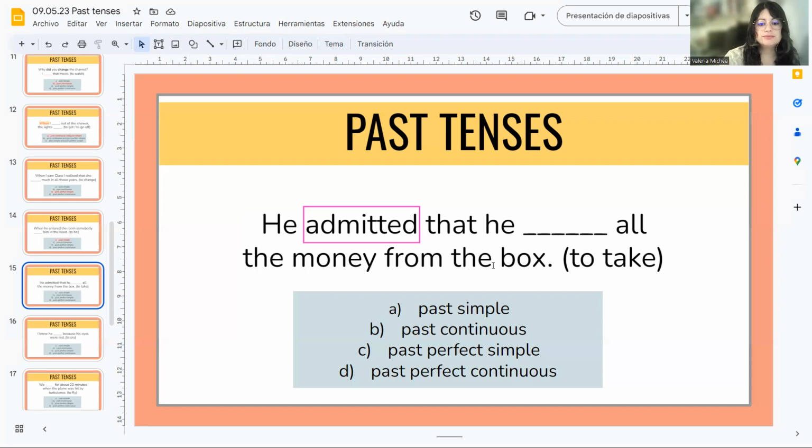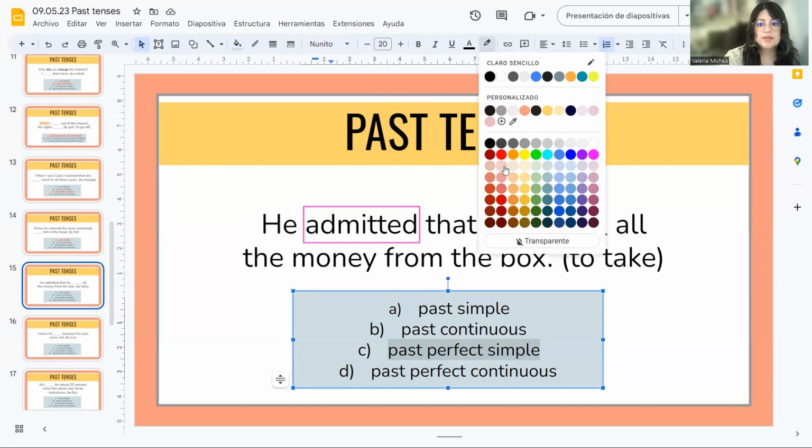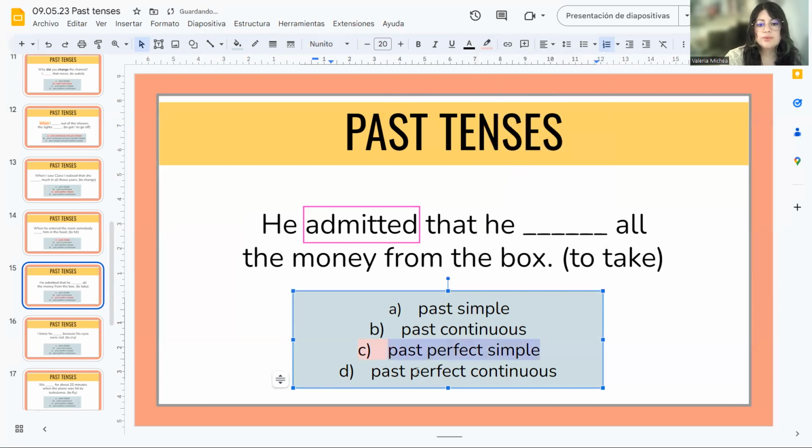And let me tell you immediately that I agree with that one, because we have an action happening, which is he admitted. That's the first action. And before admitting something, of course, he committed the crime. So before admitting the truth, he had taken all the money from the box. All right, so what happened first? He had taken the money, and then he admitted it. That's the idea.